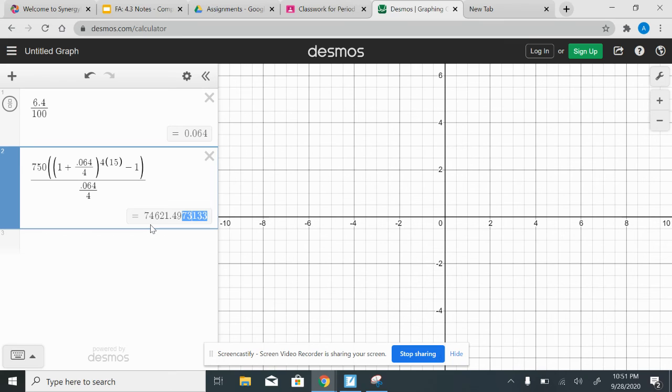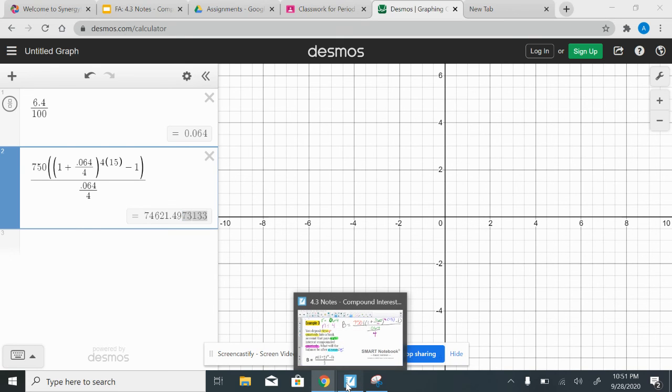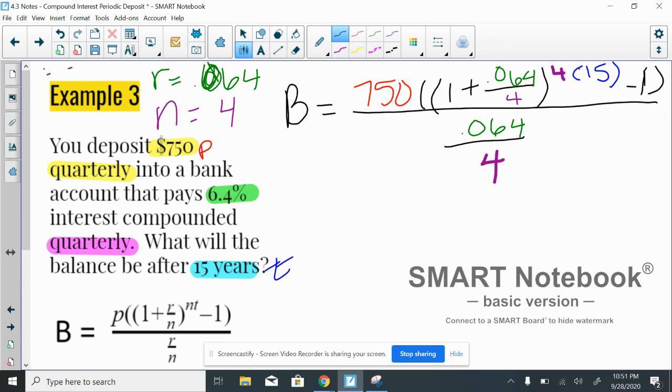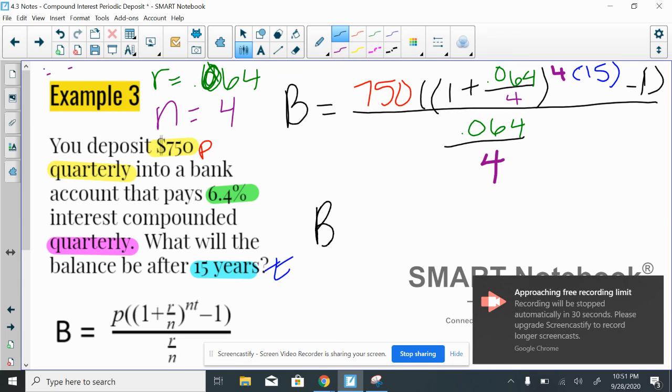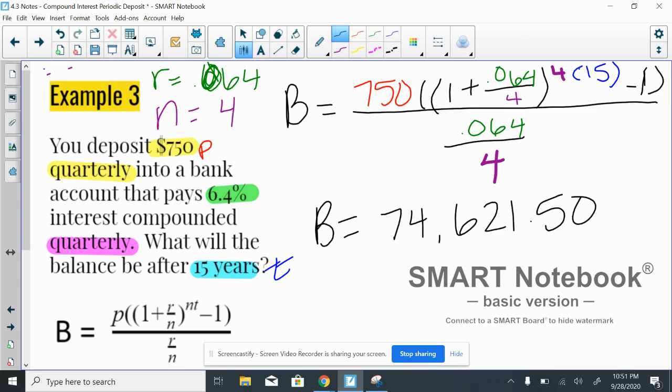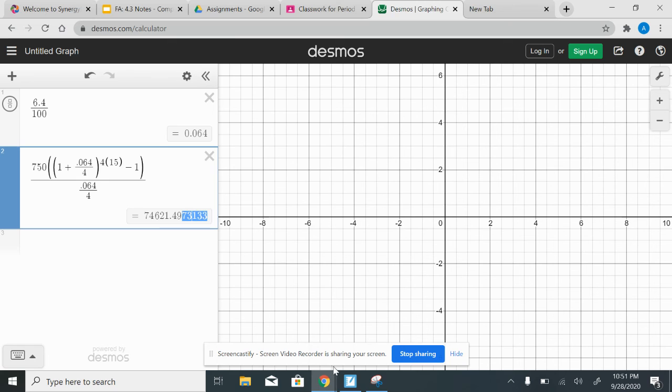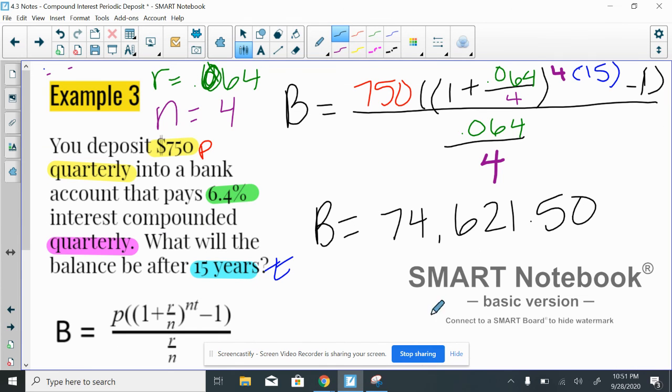So ending account balance looks like $74,621, and then 0.497 should round up. What comes after 49 is 50. So we are actually going to have $74,621.50. I'm a little slower on the writing there. So $74,621.50 is my final amount. Just make sure I typed that correctly. And that is all I got to do.